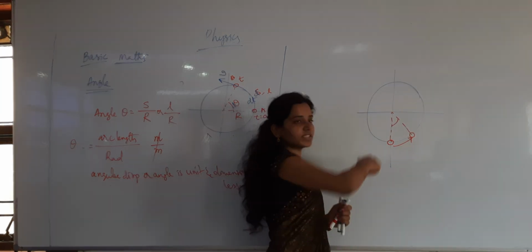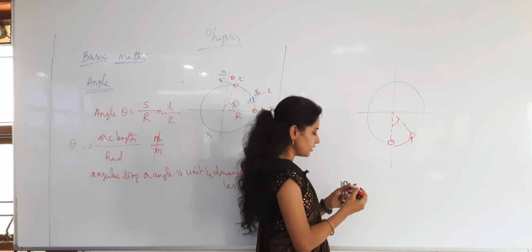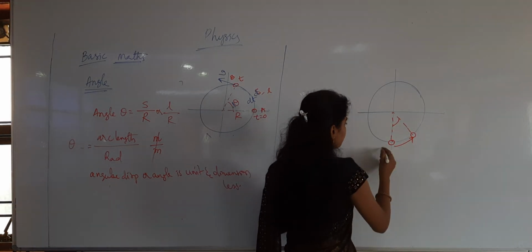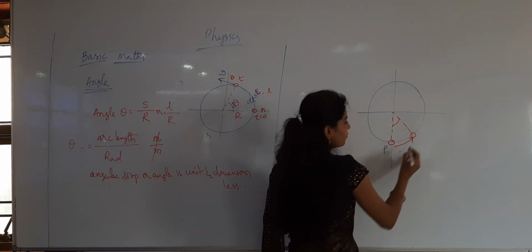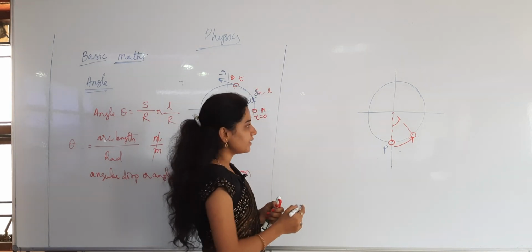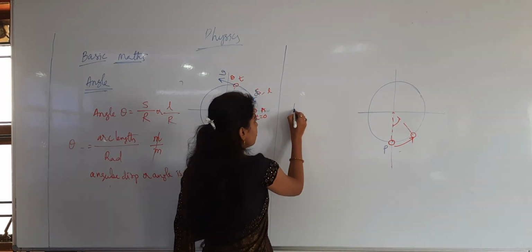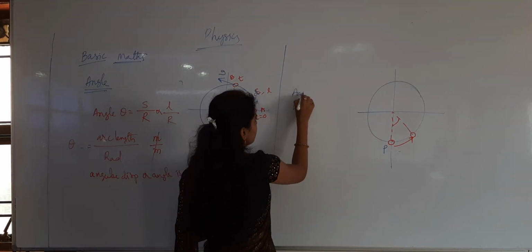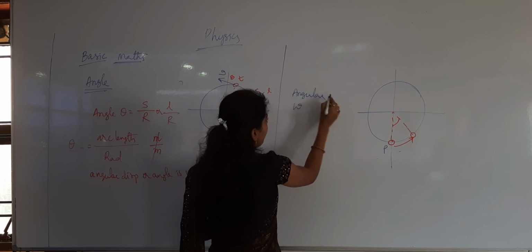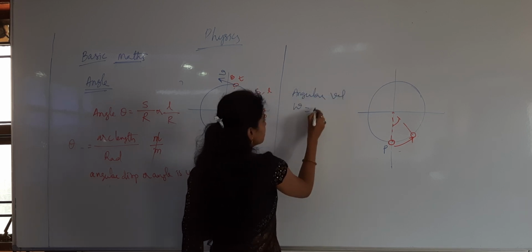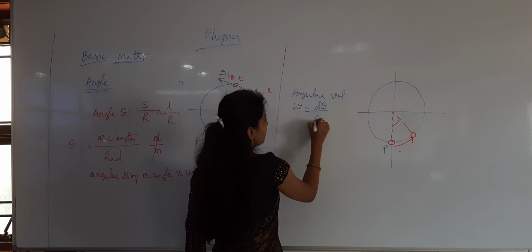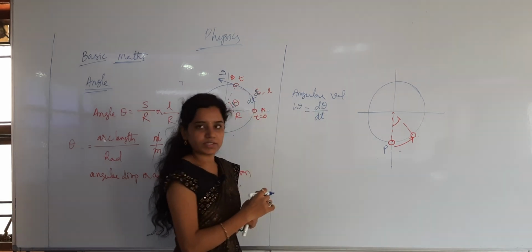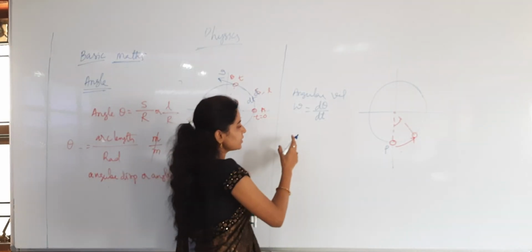Whenever the body is moving the other way, that will be in the negative z-axis. So here the particle is moving from here to here. At that time I can say that omega, angular velocity, omega is equal to d theta by dt. It is in which direction?